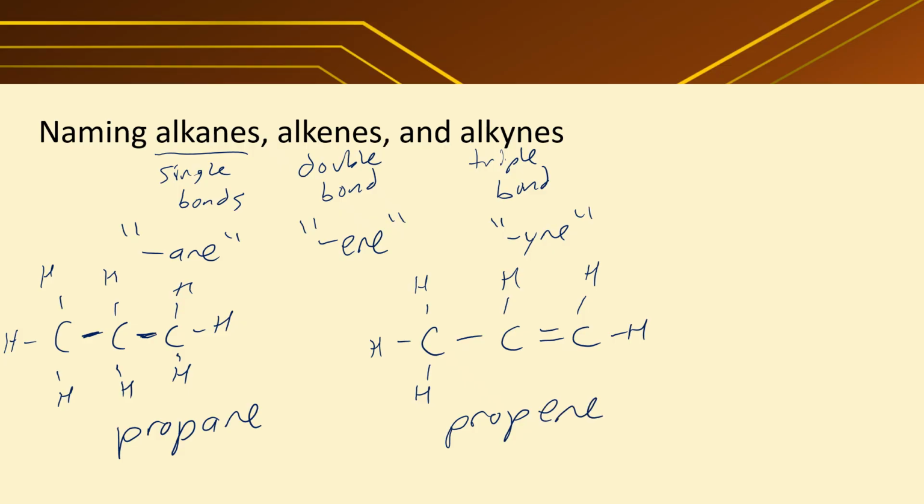And then if I have a triple bond, let me draw it up here. Let's pick a different one. Like this, we'll do it like that. Actually, let's just do 2, just to make it a little different. So 2 carbons. 2 carbons, we use the prefix eth for 2 carbons. And it has a triple bond. Triple bonds use the ending yne. So this is ethyne when you put it all together.